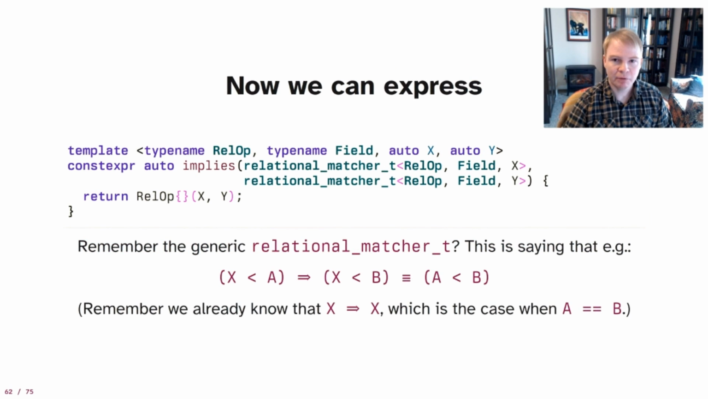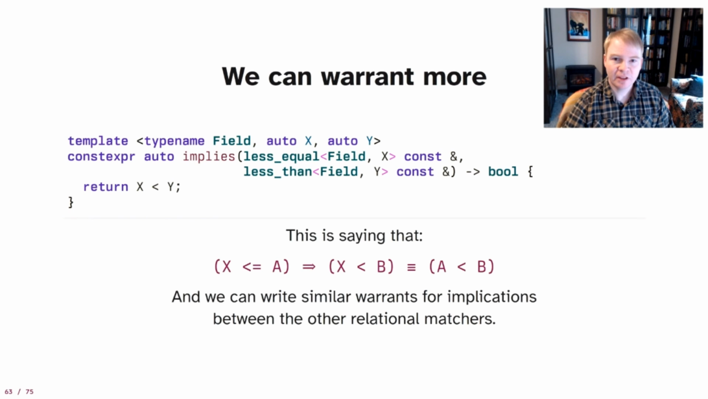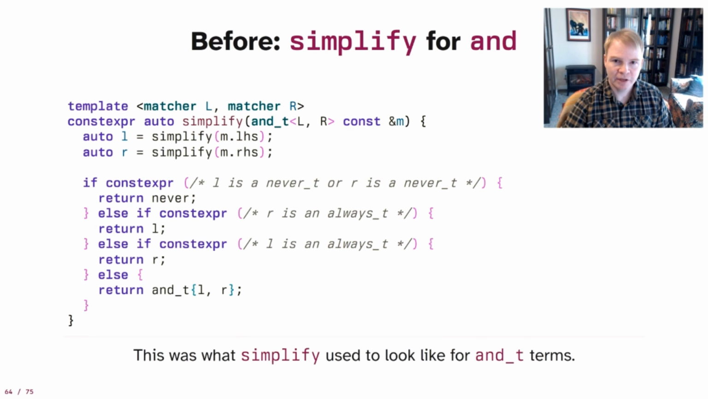We can also implement implication between our relational matches. This is the form of our less than 5 and less than 7 problem. Less than 5 implies less than 7 is the same proposition as 5 less than 7. Strictly, it's 5 less than or equal to 7, but we already took care of the case that a matcher implies itself. So this is the implementation of implies for relational matches. It uses the relational operator on the values, another one-liner. In fact, we can go further than implication between matches with the same relational operators, because we know about relationships between less than and less than or equal to, for example. So we can add a few functions for the short list of those kinds of combinations. This is what simplified looked like for an AND term earlier.